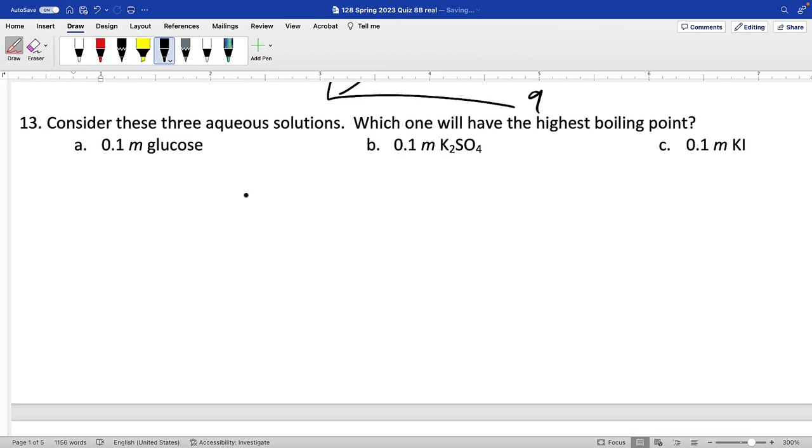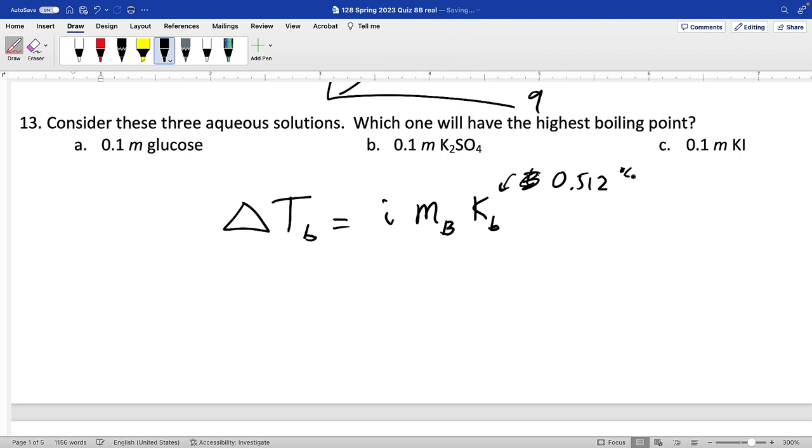Okay, but now we have a boiling point elevation problem. So we know if we put things into a solvent, we can raise the boiling point. We need the molality of the solute. We need the Van't Hoff factor, and we need the boiling point constant for that solvent. They're going to use 0.512 degrees C per molal. That's the boiling point constant for water. So that's the same for all of them because they're all aqueous solutions.